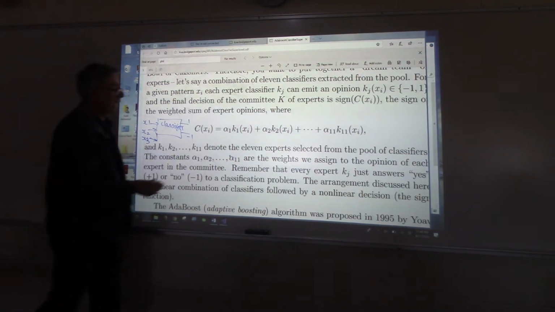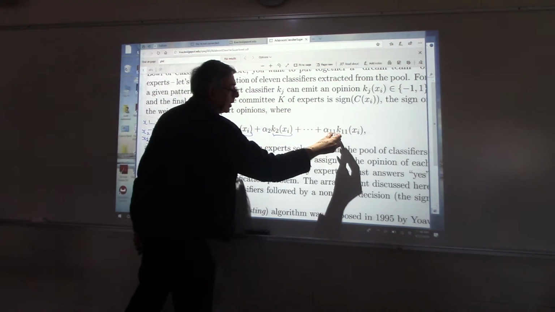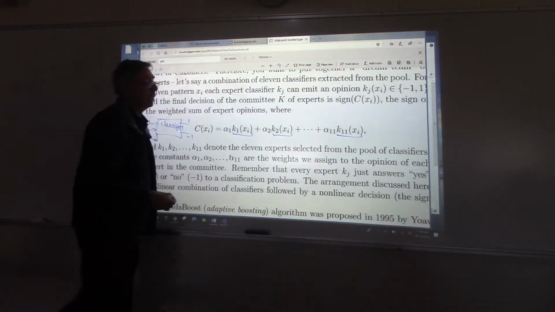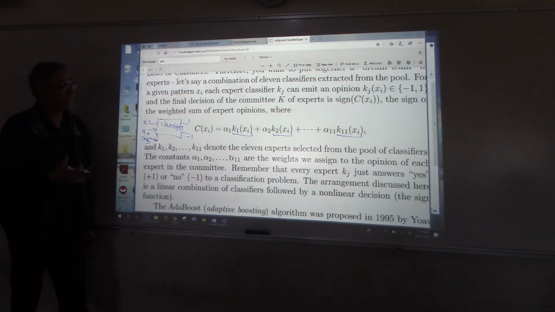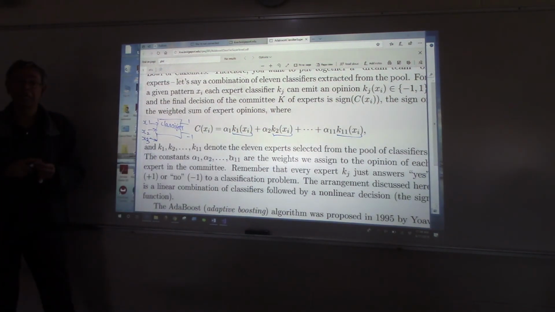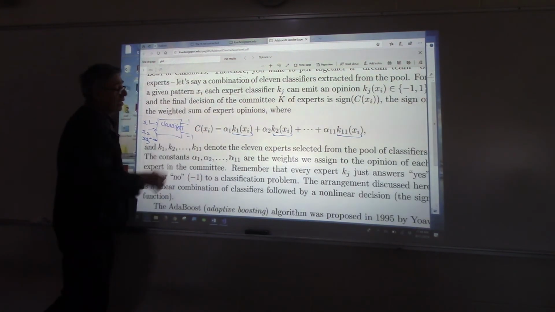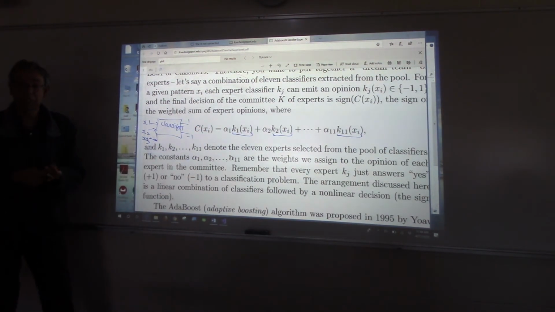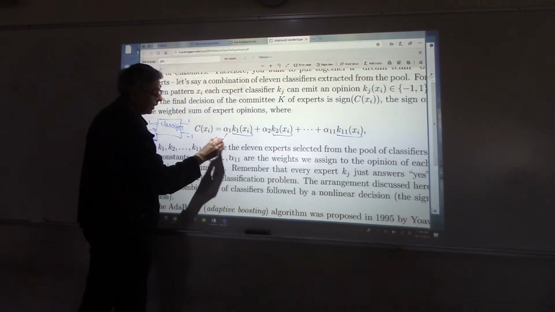So again, the idea is, how can we combine these, in this particular case 11 experts, it doesn't have to be 11, it could be 5, could be 20, could be 200, okay? How do we combine the decision of each one of these experts such that our final classifier is as accurate as possible, right? Okay, so alpha 1 is basically a coefficient.